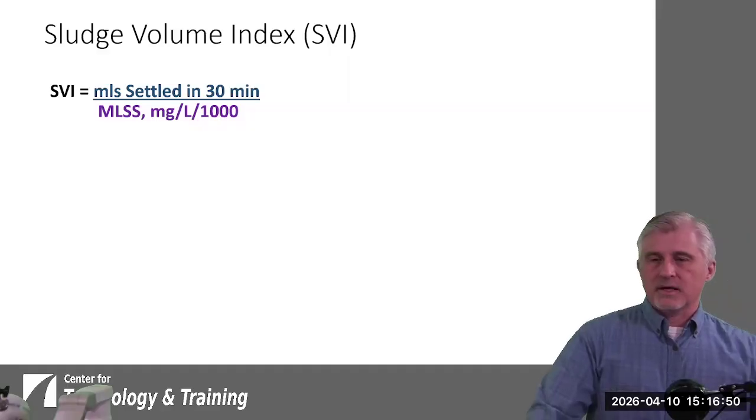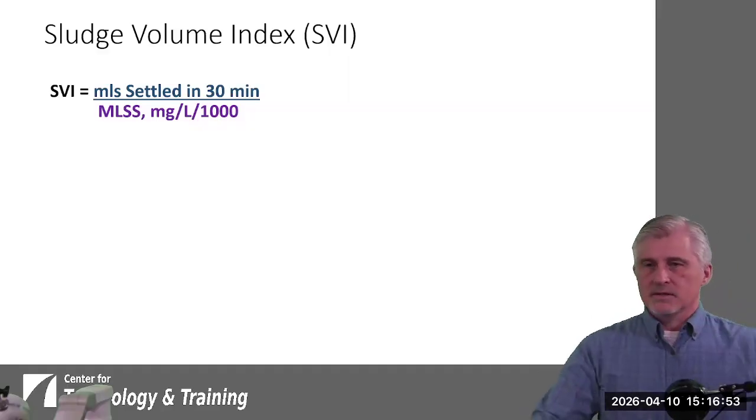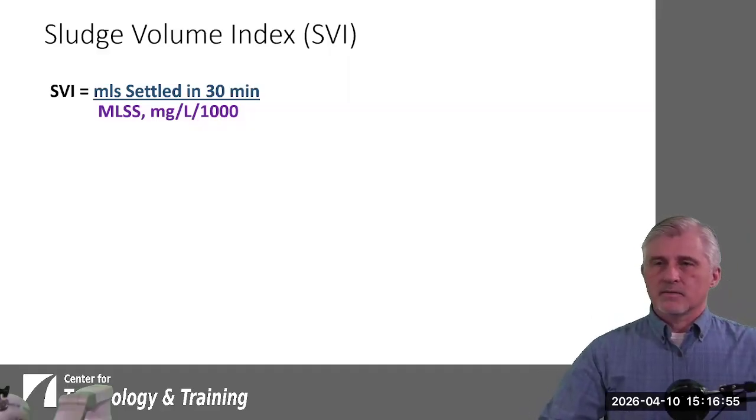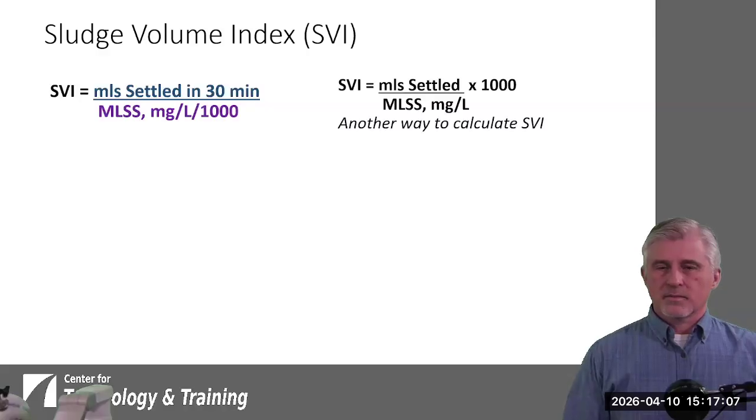So our sludge volume index is, as we said, the milliliters that settle in 30 minutes divided by the concentration of the mixed liquor suspended solids times 1,000. It's probably easier to relate to and write it as it is here.